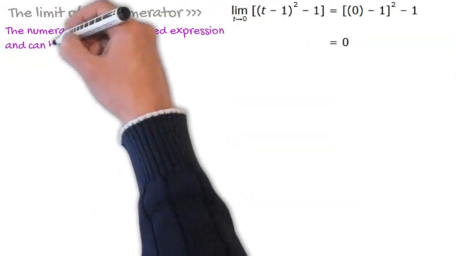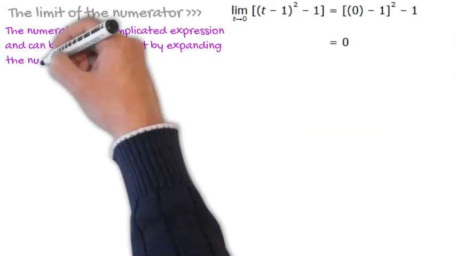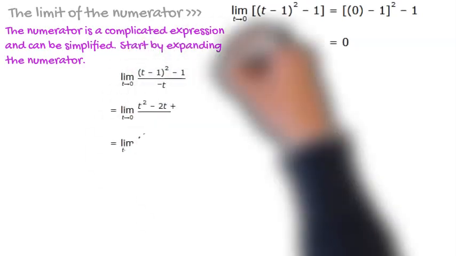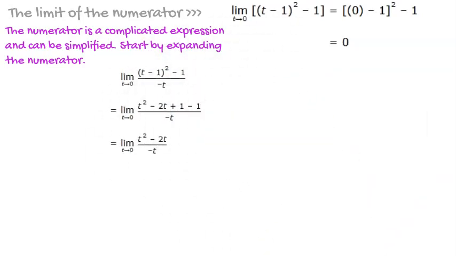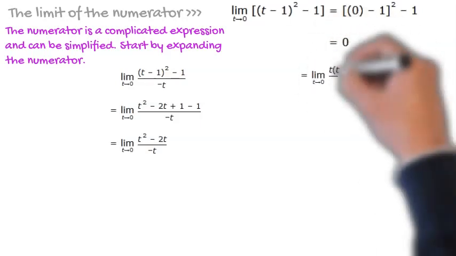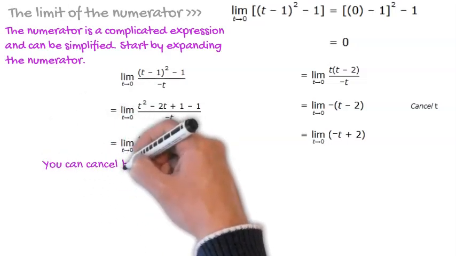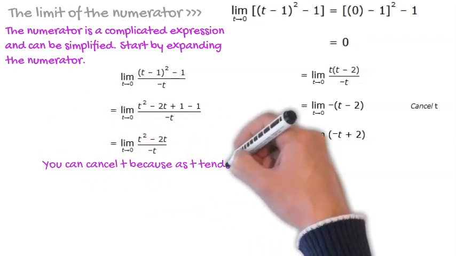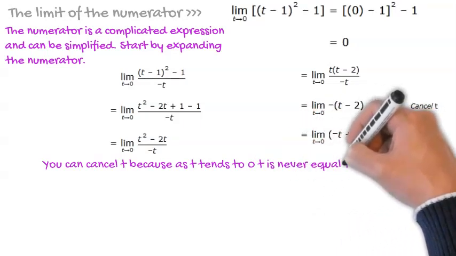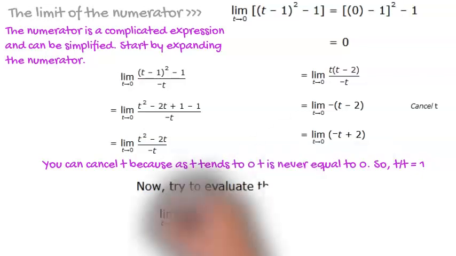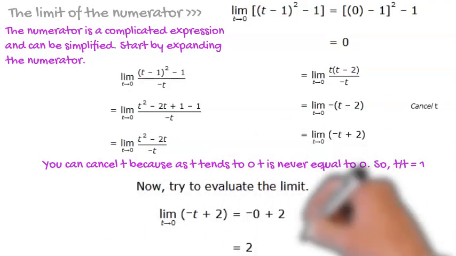The numerator is a complicated expression and can be simplified. Start by expanding the numerator. You can cancel t, because as t tends to 0, t is never equal to 0. So t over t equals 1. Now try to evaluate the limit.